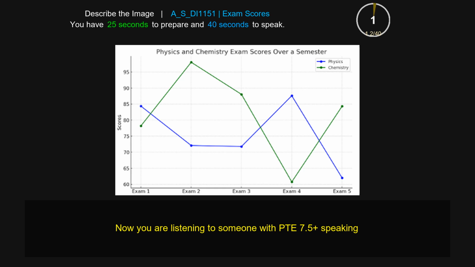The given image gives the information regarding physics and chemistry exam scores over a semester. It can be clearly seen from the image that there are a lot of different elements present in this image, which are exam 1, exam 2, exam 3, exam 4, and exam 5. The maximum value is for chemistry in exam 5, which is 85 scores, and the minimum value is for physics in exam 5, which is approximately 60 scores.